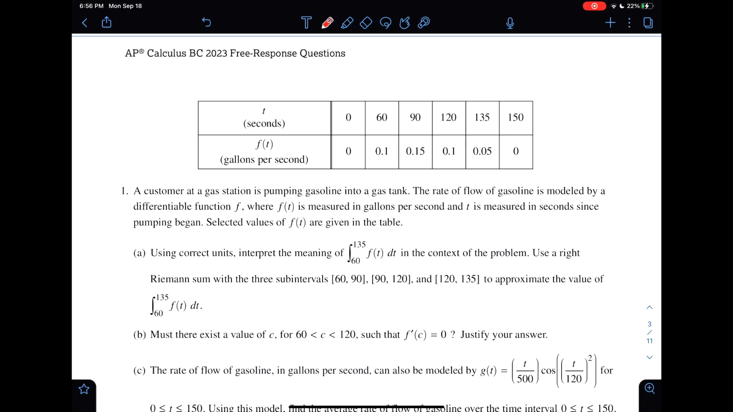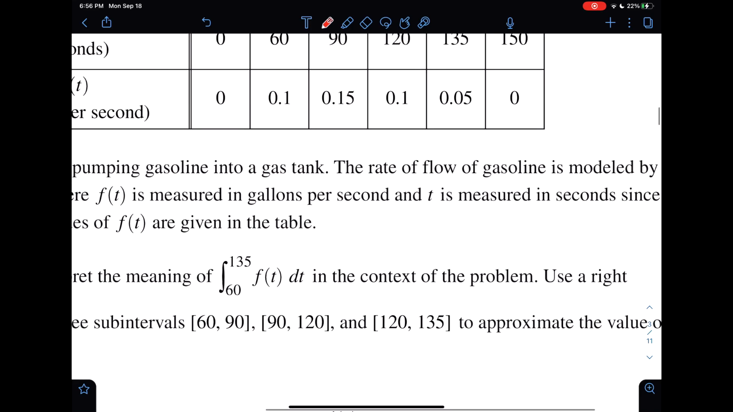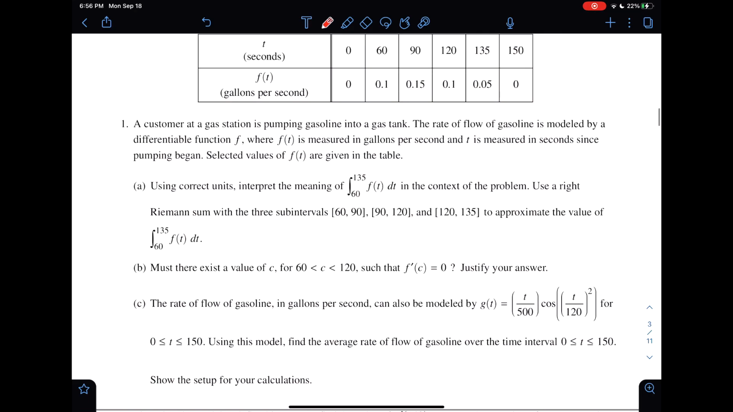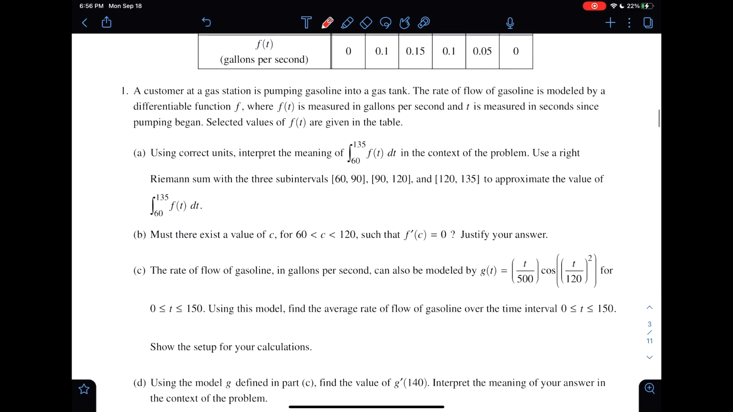A customer at a gas station is pumping gasoline into a gas tank. The rate of flow of gasoline is modeled by a differentiable function f, measured in gallons per second, and t is measured in seconds. Part A. Using correct units, interpret the meaning of the integral from 60 to 135 in the context of the problem. Use the right Riemann sum with these intervals.